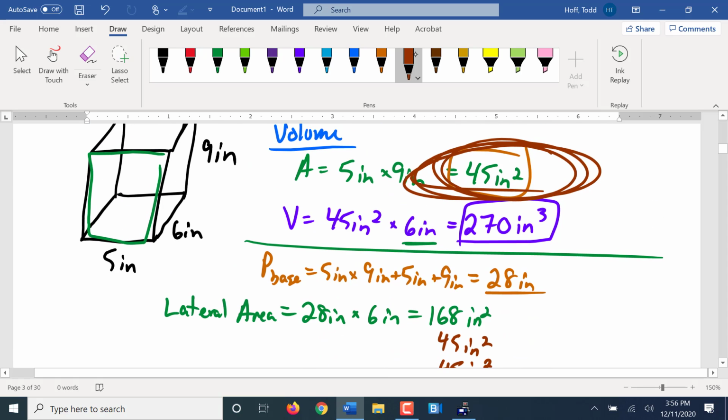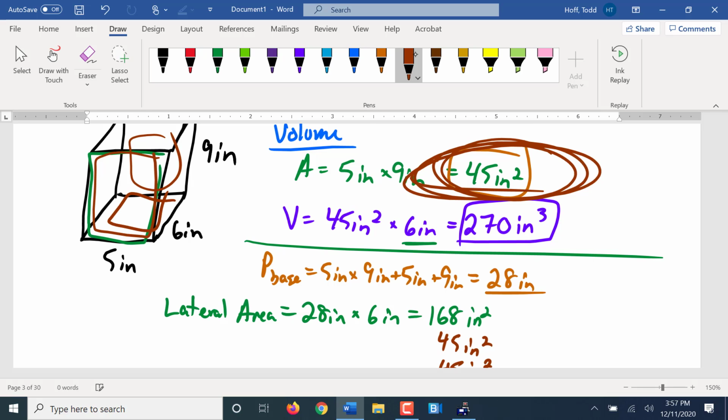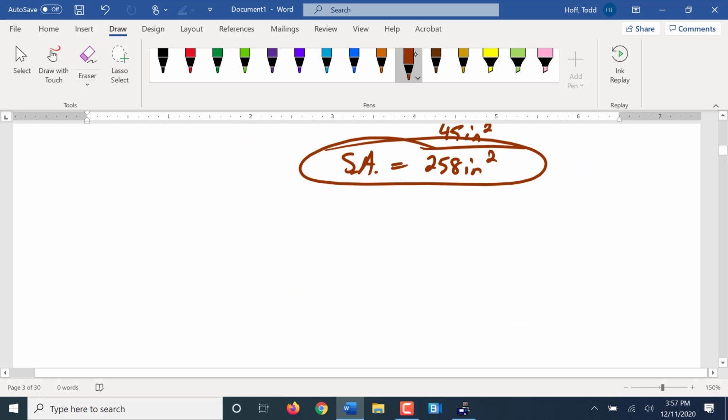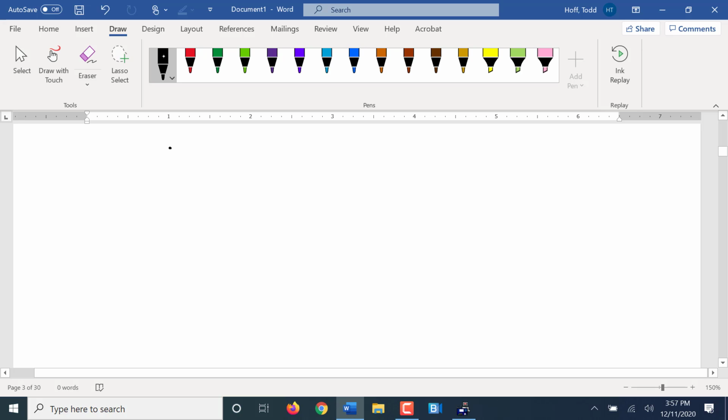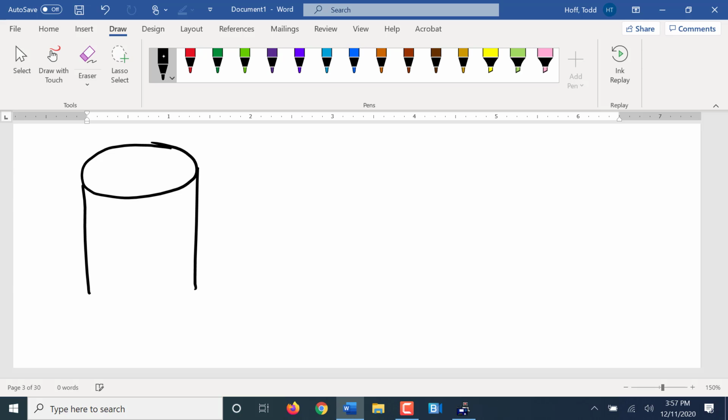For this, what you could have done is you could have just found 5 by 9 is that area 45. There's another one on back. 5 by 6 is 30 square inches. There's another one on top. This is 6 by 9. There's another one there. And just add them all together if you needed to. The reason we do that perimeter of the base is because there are shapes like this one where we can't do all those little sides and add them together.